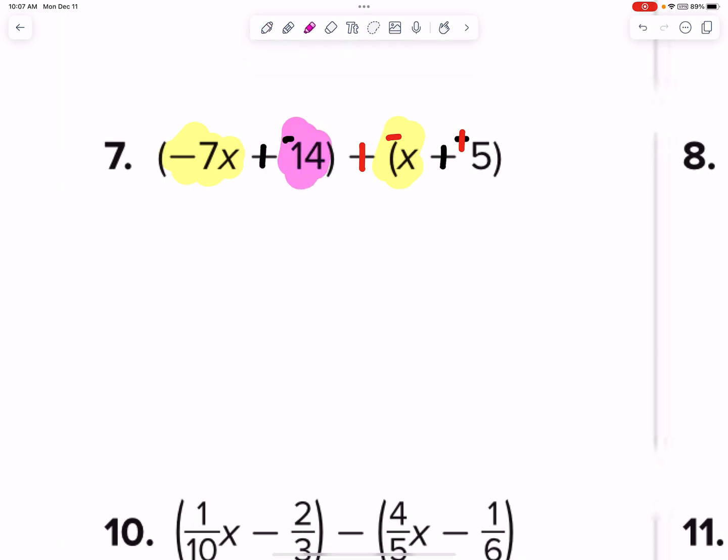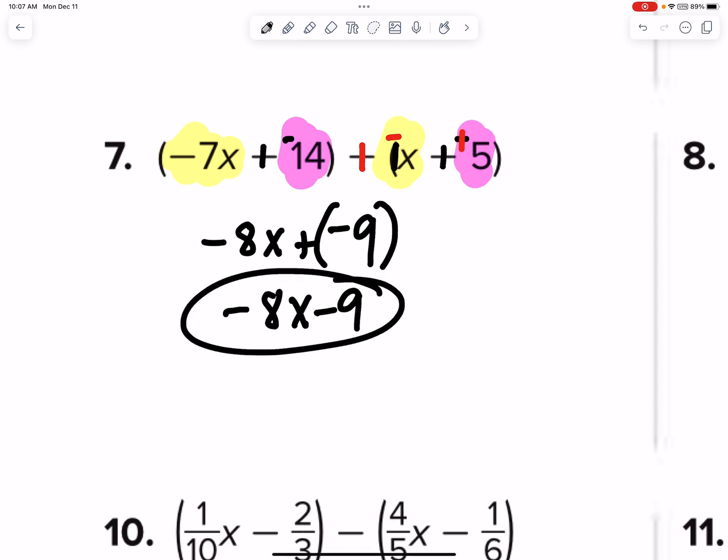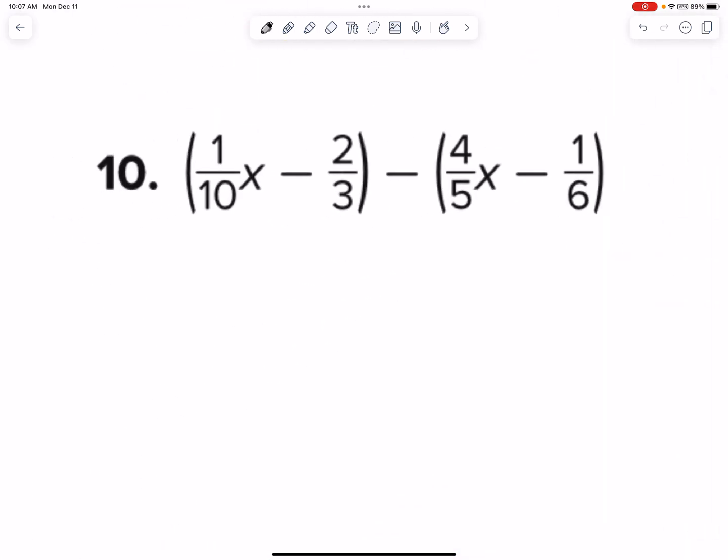Okay, so we have a negative 14 and a positive 5. Let's combine like terms: negative 7x and a negative 1x. If you want to put it in there to help, you can. We have a negative 8x plus negative 14 minus 5. Different sign, subtract. 14, 13, 12, 11, 10, 9. We have a negative 9. Remember, we are not simplified if we leave it like that, so we have to write minus 9 as a final answer.